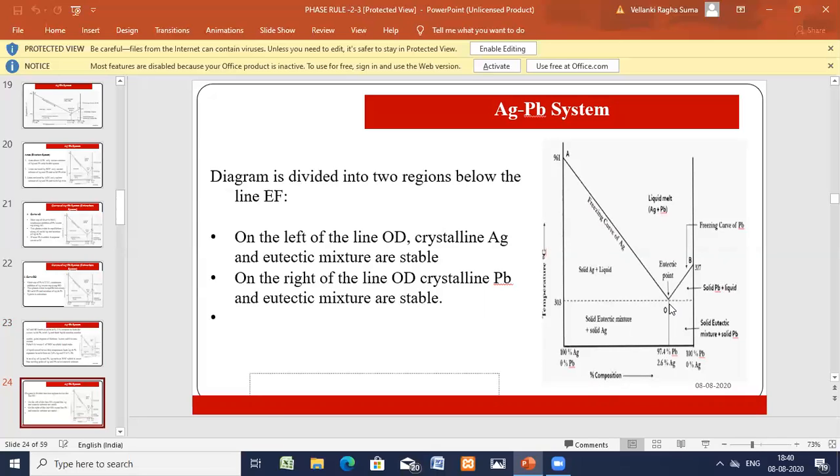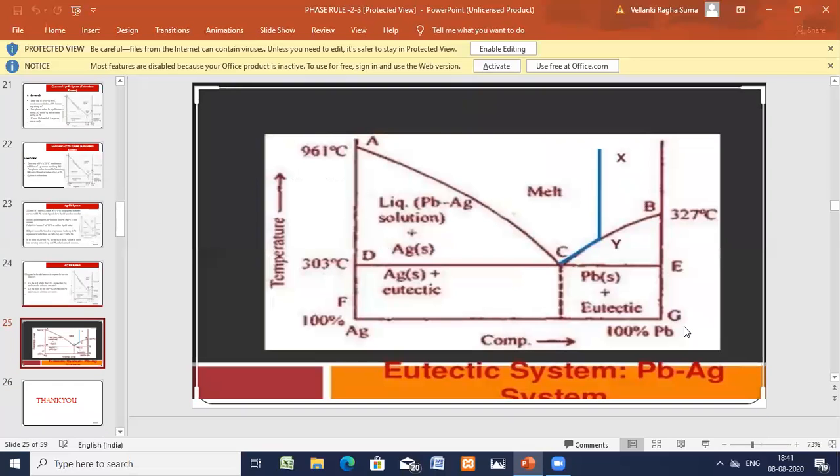Next, on the right side of the OD line, crystalline solid, that is nothing but lead, crystalline lead and eutectic mixture are stable. Below 303 degrees, on the left side of the OD line, you have these two existing, solid silver and the solid stable eutectic mixture. And on the right side of this OD, you have solid eutectic mixture and solid lead. This is the way you get the perspective.